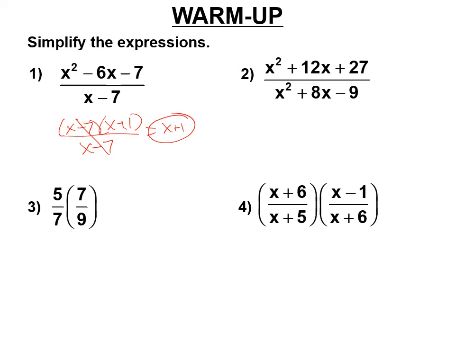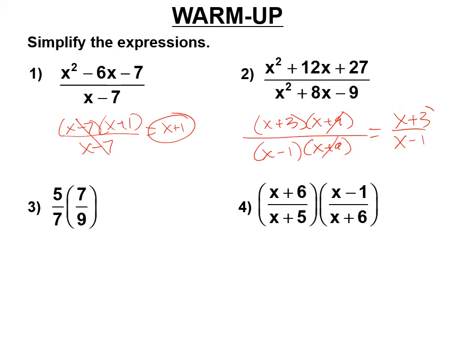Here, you factor whichever one you find easiest. I'm going to do the top one. It's x plus 3 times x plus 9. Okay, and so it could be 3 or 9, but I got an 8 here. I think I'm going to have to use x plus 9 to do that, and then x minus 1. Does that work? Yeah, it does. So the x plus 9s cancel, and you get x plus 3 over x minus 1.